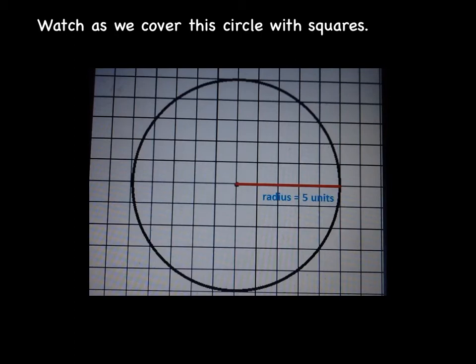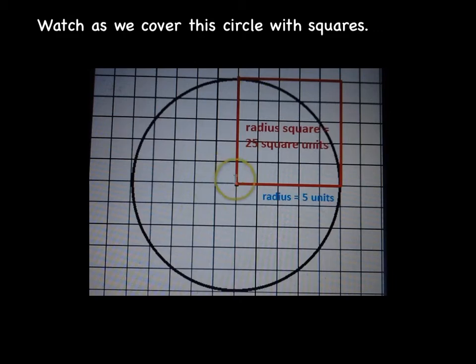So we're going to start with a circle that has a radius of 5 units. And we're actually going to square that. In other words, make a 5 by 5 square. So we are creating a radius square. So 5 by 5 means that we have an area of 25 units. So this radius square is 25 square units.